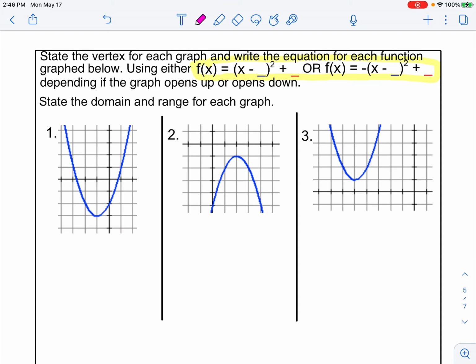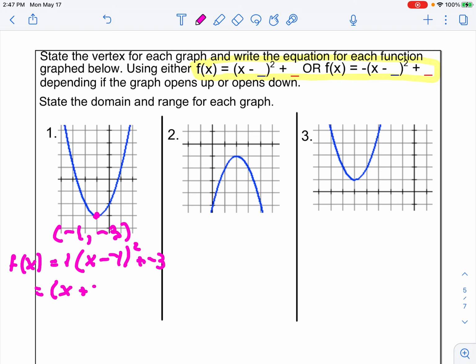So if I state the vertex right here, that vertex is -1, -3. So now when I put it into the function notation, it would be f of x equals, it's opening up, so it's just going to be a 1 in front for a, and then I'm going to have x minus a -1 squared plus -3. Or we usually fix those signs, and we don't really need the 1 in there, so it'd be x plus 1 squared minus 3.